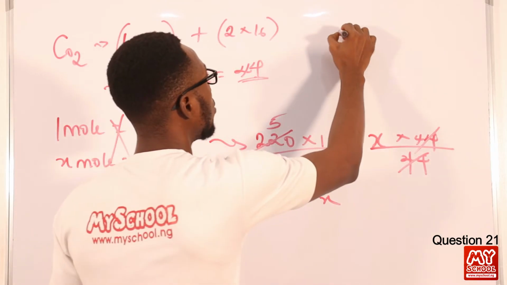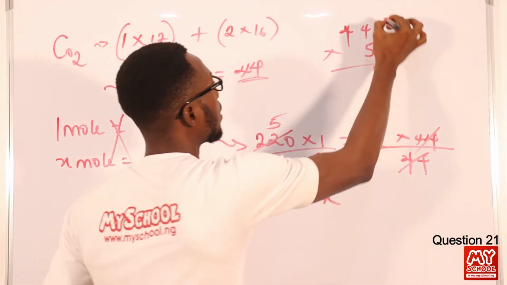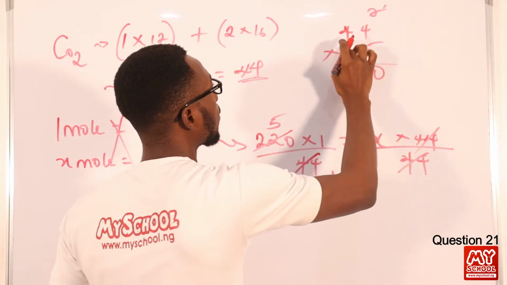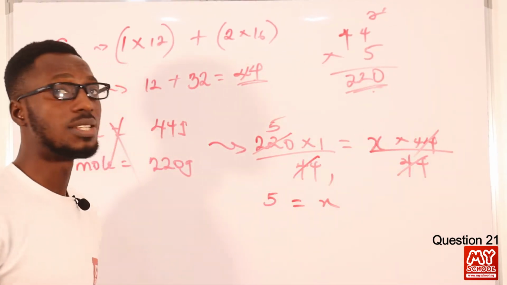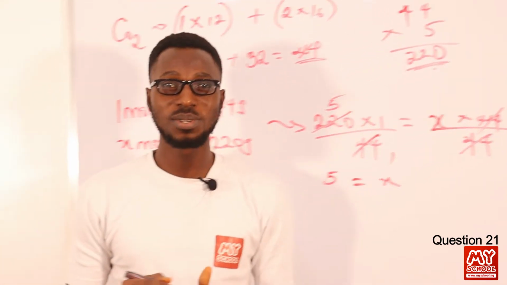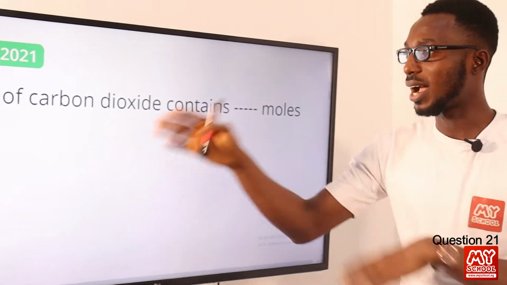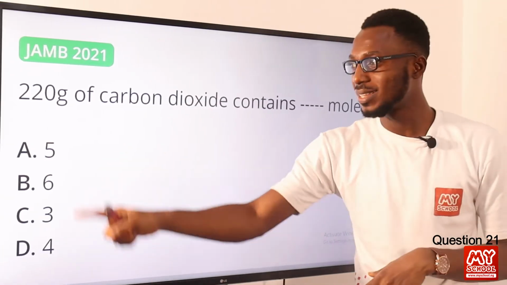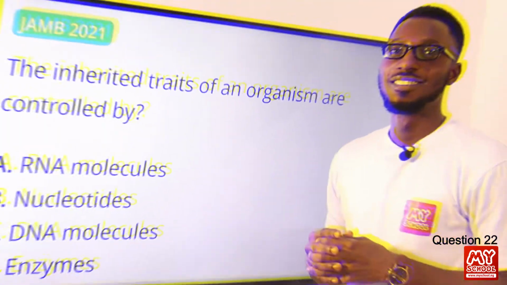If you want to check, you can just try this out. 44 times 5. 5 times 4, that is 20. I leave 2. 5 times 4, 20, plus 2, that is 220. So I have 5 moles present in 220 grams. So let me go back to the screen to select that. That is accounting for 5 moles, and that is found in option A. So option A is the right option.